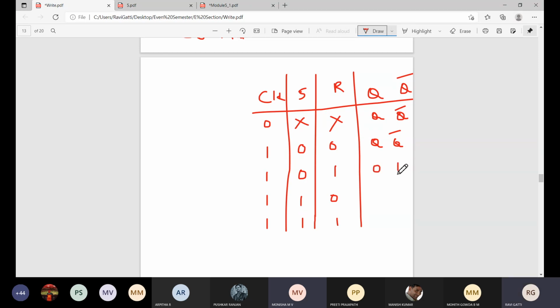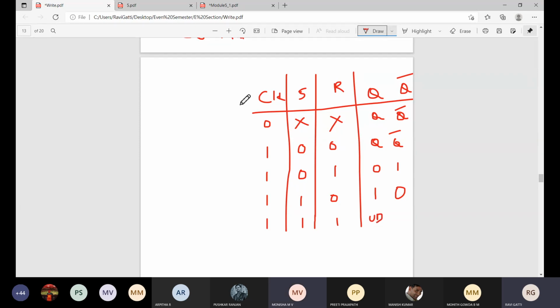Yes, very good. When S is equal to 1, R is equal to 0, Q is equal to 1, Q bar is equal to 0. What about the last condition? When S is equal to 1, R is equal to 1. Yes, it is undefined or not allowed.